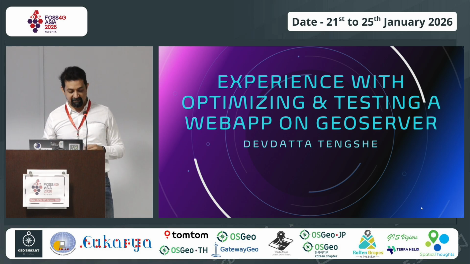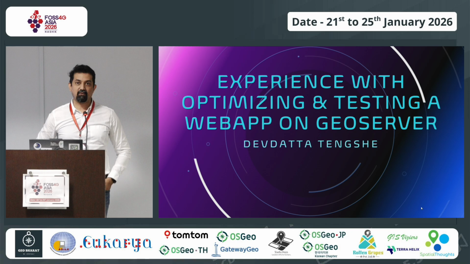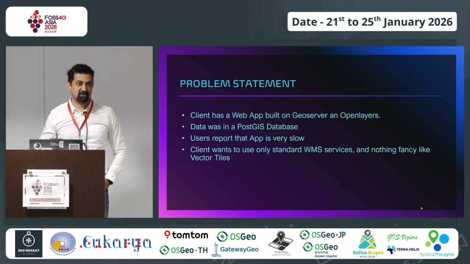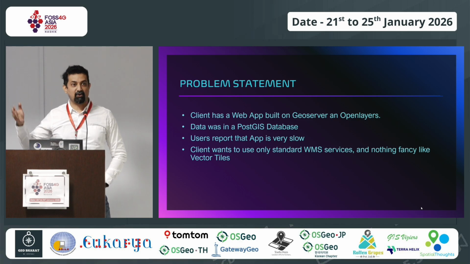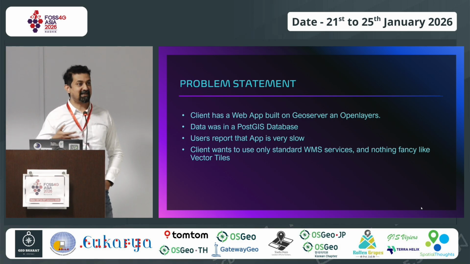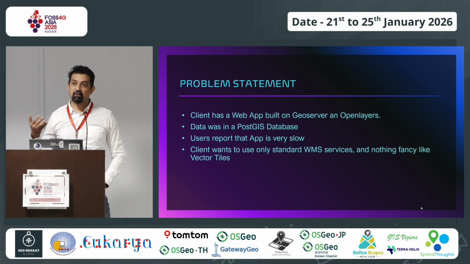So this talk is basically about one of the projects we did where one client had an app which was very slow. And they were like, why is this app slow? I'm using open source tools. I've built it on OpenLayers. I've built it on GeoServer. It's still slow. Should I go with Esri or one of those other things? And we said, no, wait. Let us test your app out completely. Let us figure out what is going wrong, and then let us give you recommendations on what you should do to make it better.